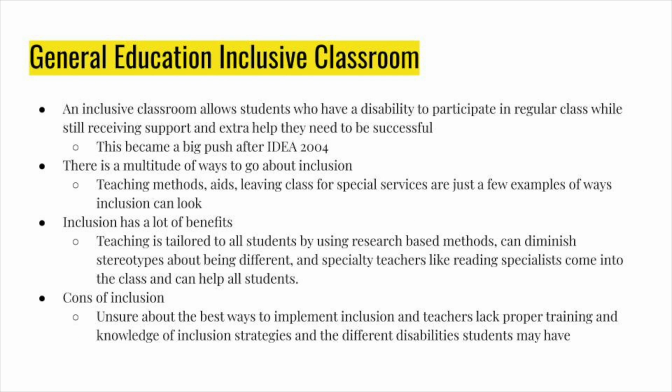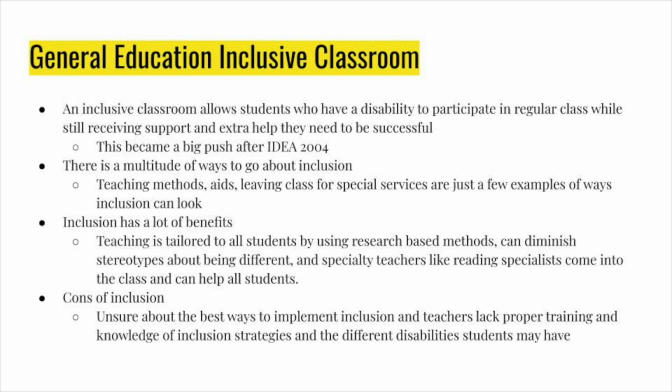Methods that research has backed and proven to be effective. So that's one example. Inclusion can also help banish any stereotypes about being different by allowing students in the classroom to see that everyone is different, has different strengths and weaknesses, and they can learn from that. And this in turn has been shown to create more friendships between peers that may not have happened without inclusion.